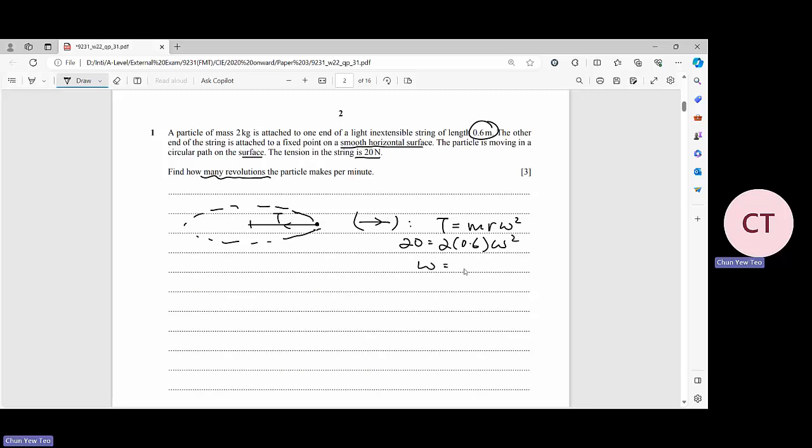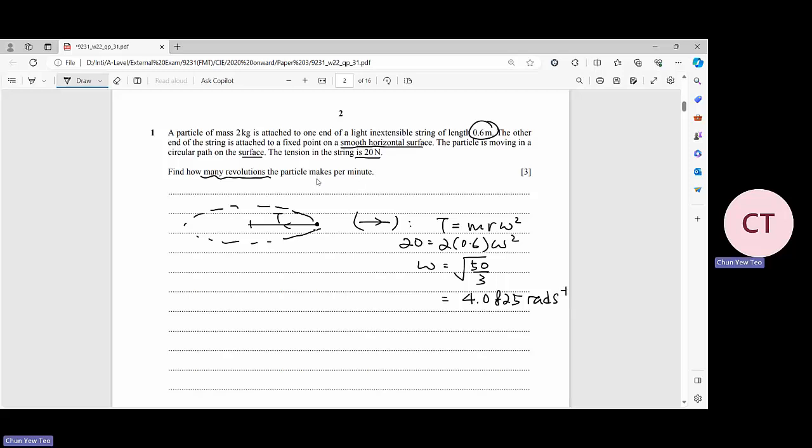So from here, you just use your calculator, press it, you will get the answer of square root of 50/3. Or we can make it become decimal. So this is not the final answer. So I will leave the answer in a few more decimal places. So it will be 4.0825 radian per second.